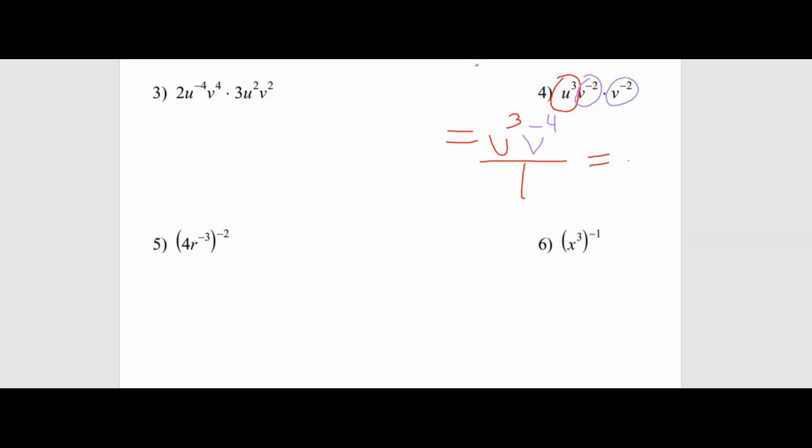Well, the u cubed, that exponent's positive, so it's going to stay in our numerator. The v term, though, that has to jump down to our denominator because the exponent there was negative, so we jump down and make the exponent positive. So u cubed divided by v to the power of 4.